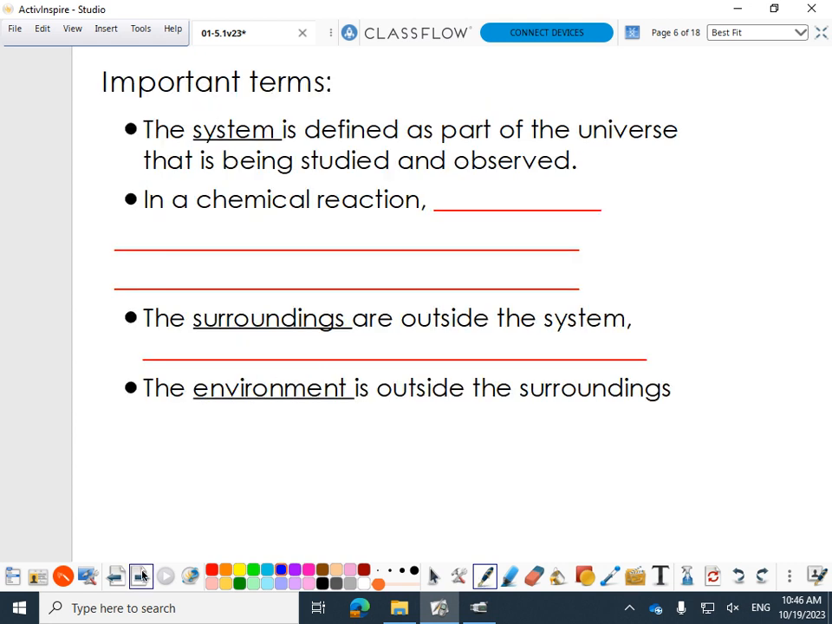Okay. So we are going to often put our system in some kind of surroundings so that it's easier to measure quantities. When you have a system, that's what we are studying or observing. So in a chemical reaction, it would be the reacting particles.